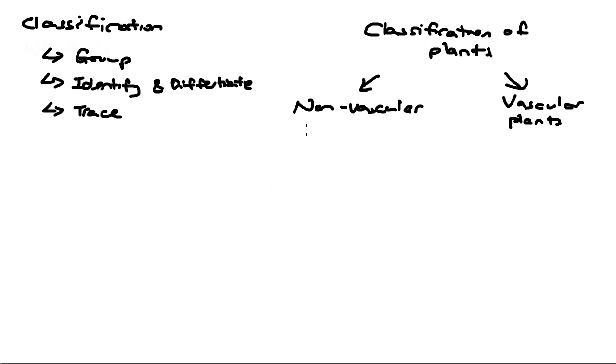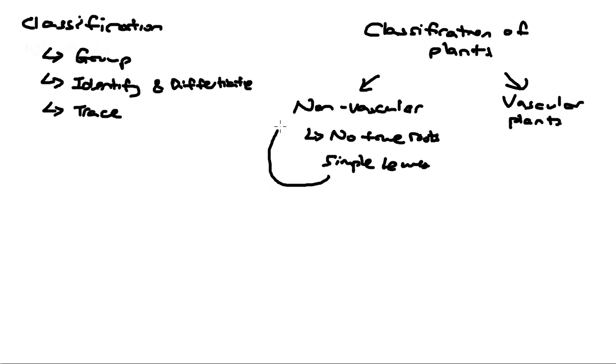So for non-vascular plants, what are the characteristics? There are no true roots, no actual roots. Roots belong to vascular plants, not to non-vascular plants. They are usually small plants with simple leaves and simple stems. And there are no vessels or tubes to carry water, which gives the name non-vascular. So they don't have any vessels to transport water.